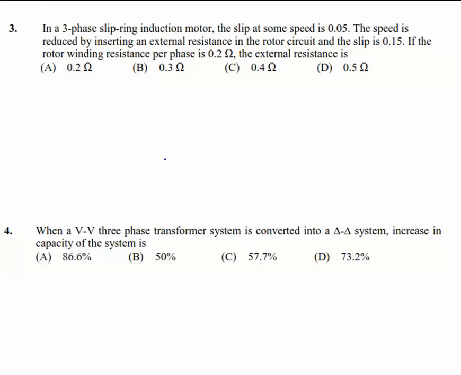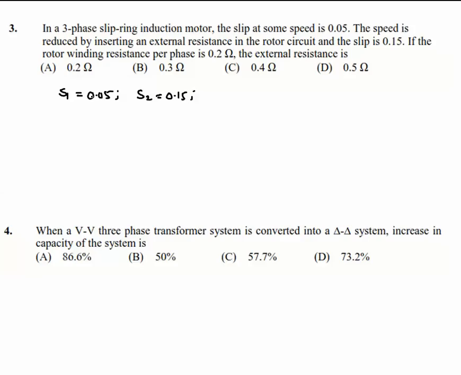And next, the third question here: a three-phase slip ring induction motor, the slip at some speed is 0.05. The speed is reduced by inserting an external resistance in the rotor circuit, and the slip is 0.15. If the rotor winding resistance per phase is 0.2, the external resistance is. So for this problem, the first slip at some speed is equal to 0.05, and the slip at some other speed, S2, is equal to 0.15.